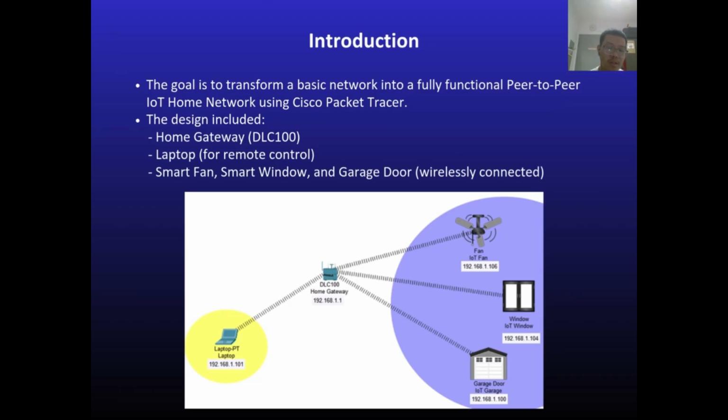Next, I configured the home gateway as a wireless hub and secured it using WPA2 PSK authentication. I also enabled DHCP, which automatically assigns an IP address to each connected device. And then I set the home gateway IP address to 192.168.1.1, which is the server and the gateway for the network. I connected all the devices to the wireless network named home gateway.